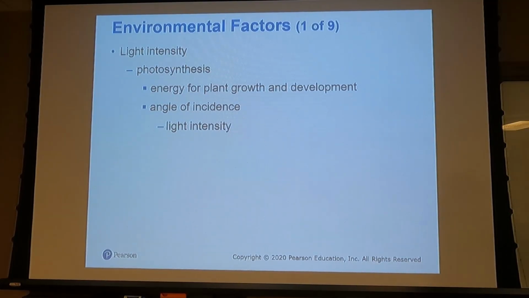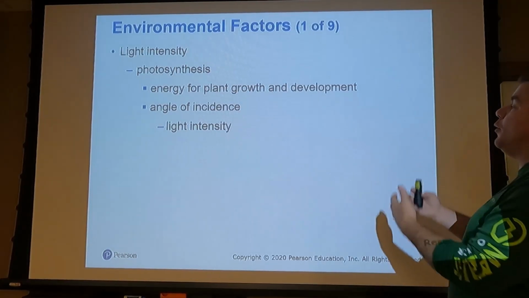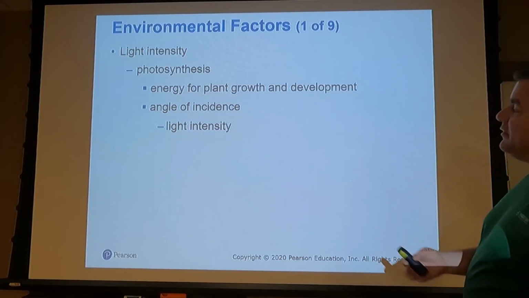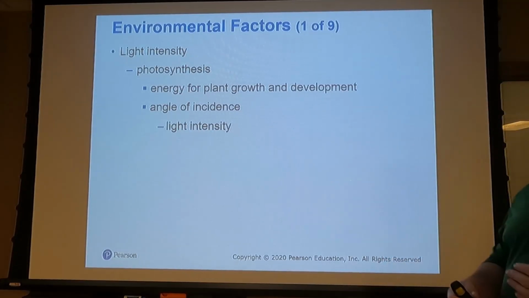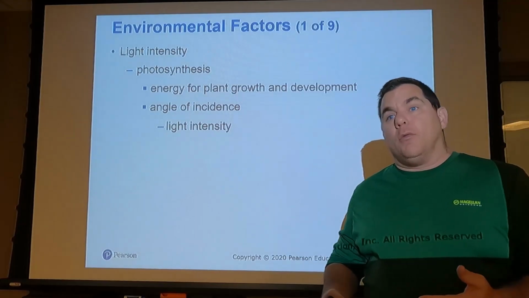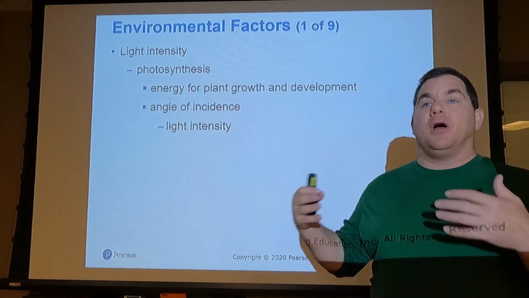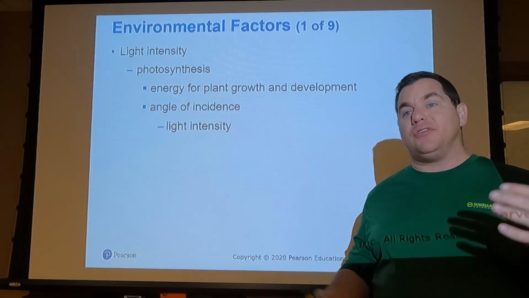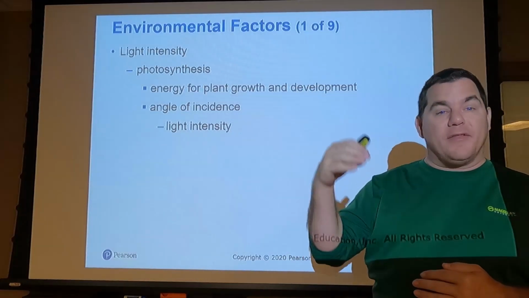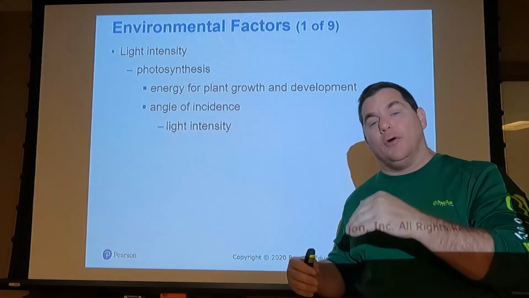So for light, we have photosynthesis. We talked about this before. Plants are autotrophic. So they use that solar energy so that they can grow and develop. And some of the things that go into that are going to be the angle of incidence. One of the reasons that we have seasons and we have cool season and warm season grasses is the way that the sunlight actually hits the earth.